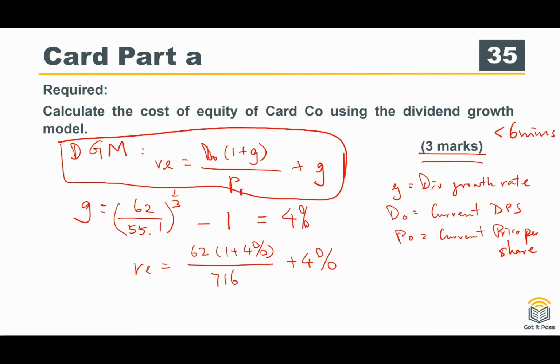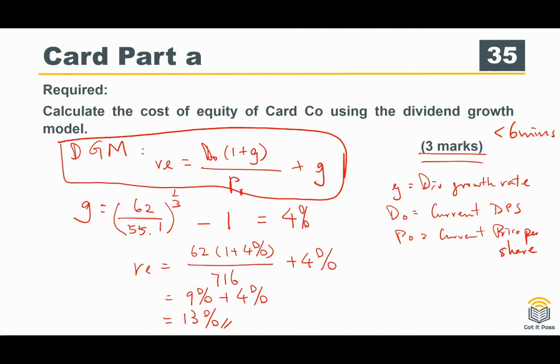So based on this formula, you can get 9% plus 4%. So the final solution for the cost of equity is 13%. 3 marks. Is it easy? I think it's not very difficult.